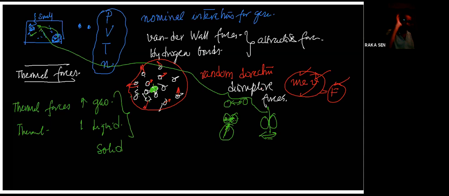These randomizing forces, these disruptive forces, are called thermal forces. And the interaction between these thermal forces and the attractive forces will actually tell you whether a particular matter will be solid or liquid or gas. Is that clear to all of you? If not, please tell me.